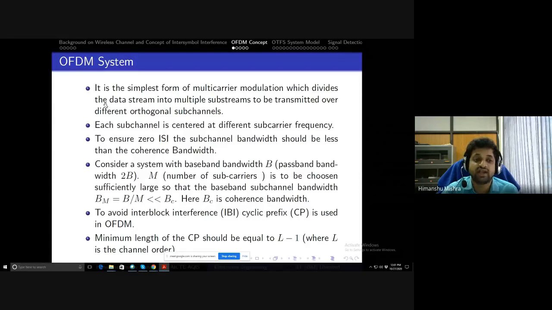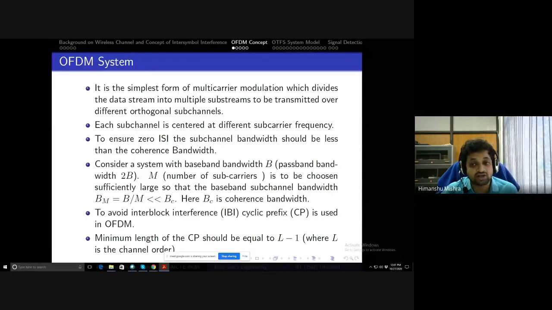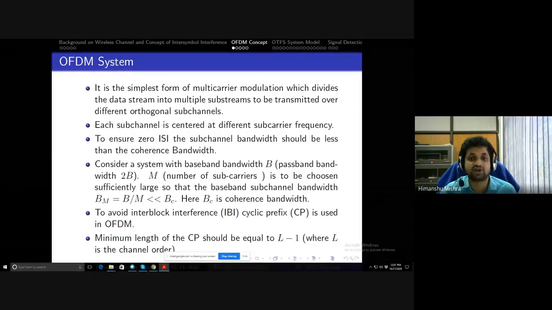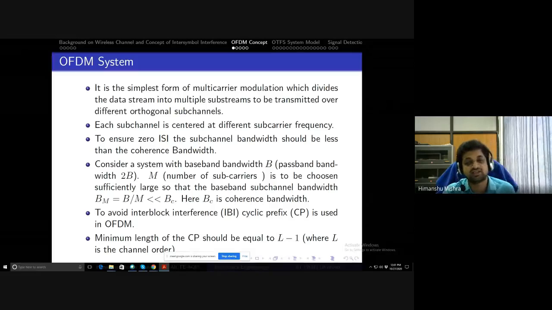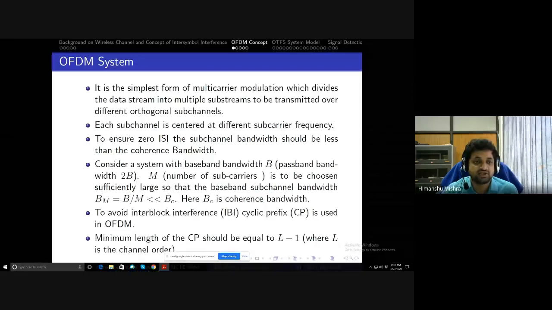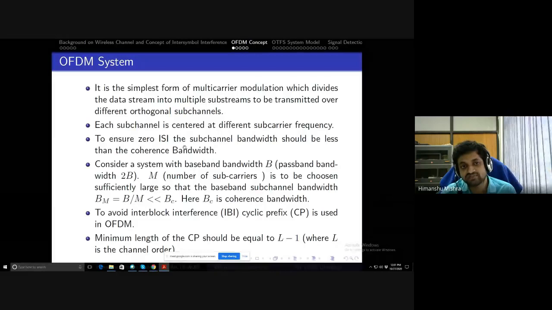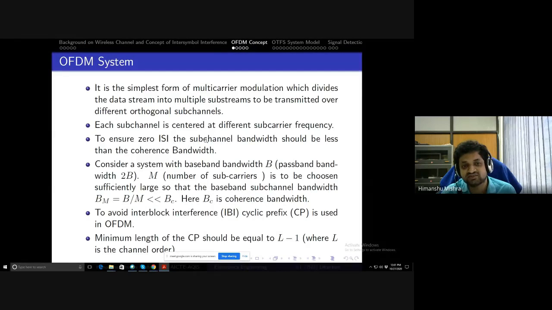You divide the data stream into multiple substreams to be transmitted over different orthogonal subchannels, and here we are using orthogonal subcarriers. I will explain the orthogonal subcarriers from a mathematics point of view. You might have studied OFDM from a signal processing point of view, but I will explain in a simple mathematical way, so you get the concept of OFDM very easily. To ensure zero ISI, the subchannel bandwidth should be less than the coherence bandwidth. I told you that coherence bandwidth is the bandwidth in which the channel remains flat. If the subchannel bandwidth is less than this, we can convert the frequency selective channel to frequency flat.